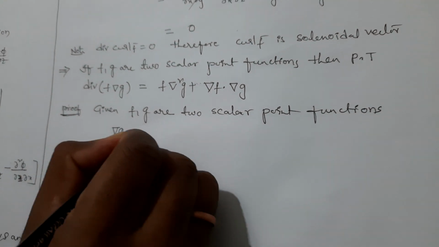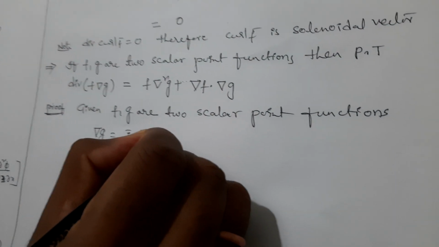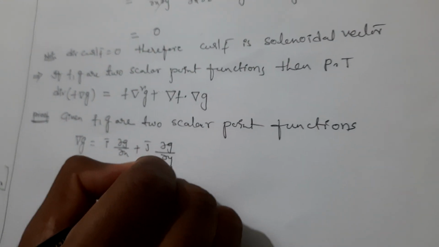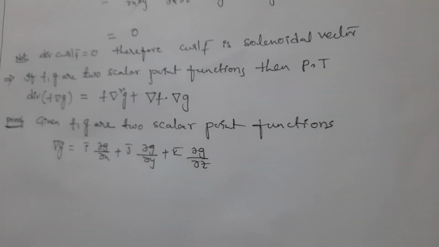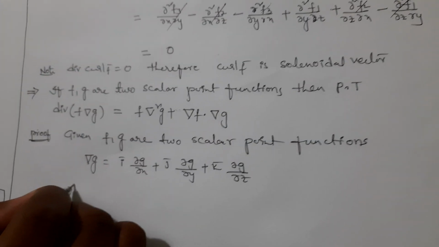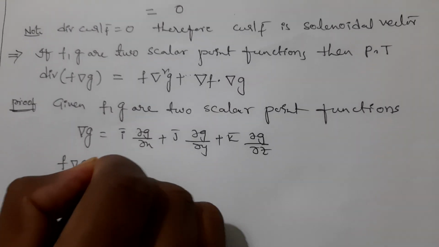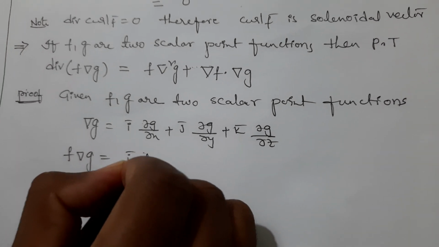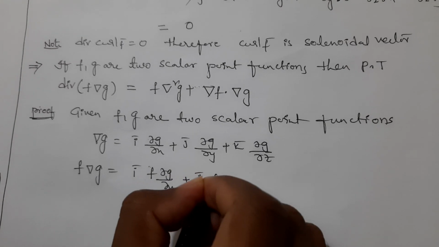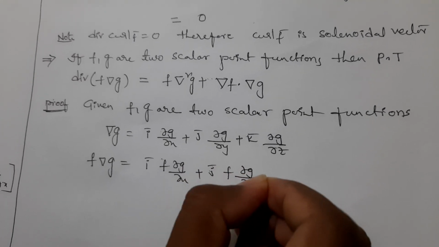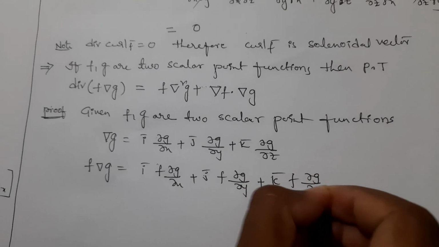Del g is equal to i bar into dou g by dou x plus j bar into dou g by dou y plus k bar into dou g by dou z. This is del g value. Then what is f del g value? f into del g is equal to i bar into f into dou g by dou x plus j bar into f into dou g by dou y plus k bar into f into dou g by dou z.